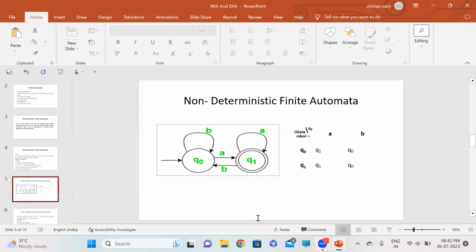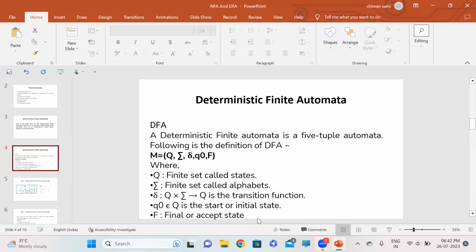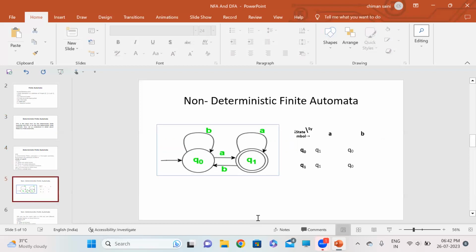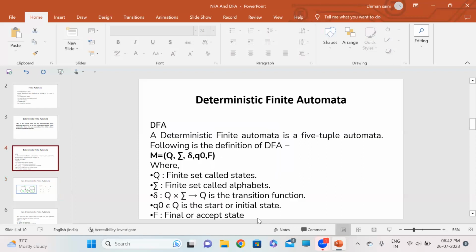Let's see an example. There are two states, Q1 and Q2. These are the states, so these are finite. Then sigma, again, is the set of alphabets or set of inputs, just like in this example, A and B. These are the two types of input. In some examples, there are multiple inputs: A, B, then C, then D.